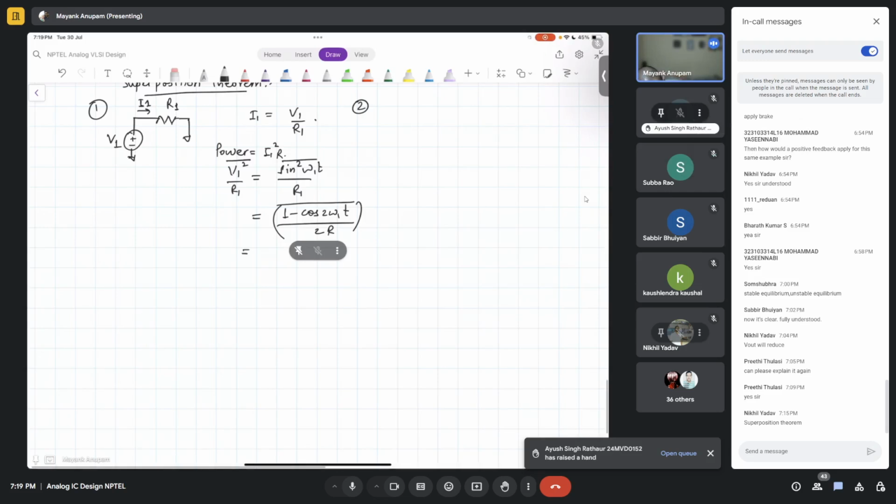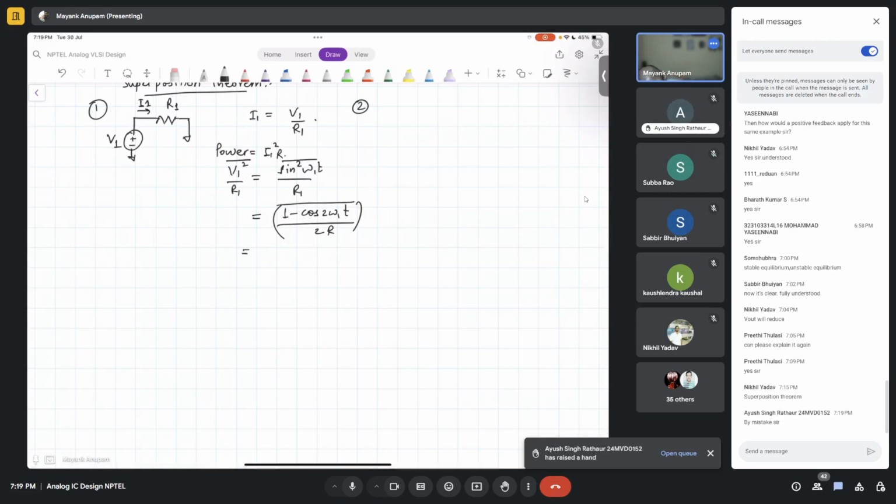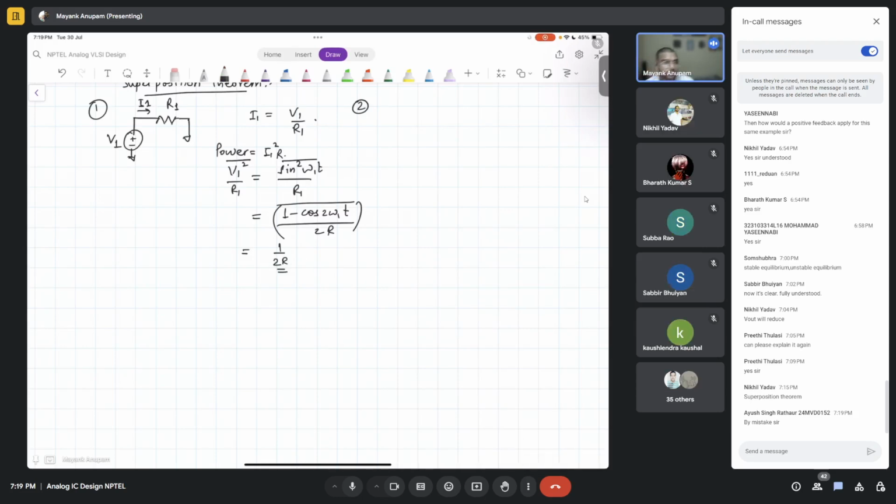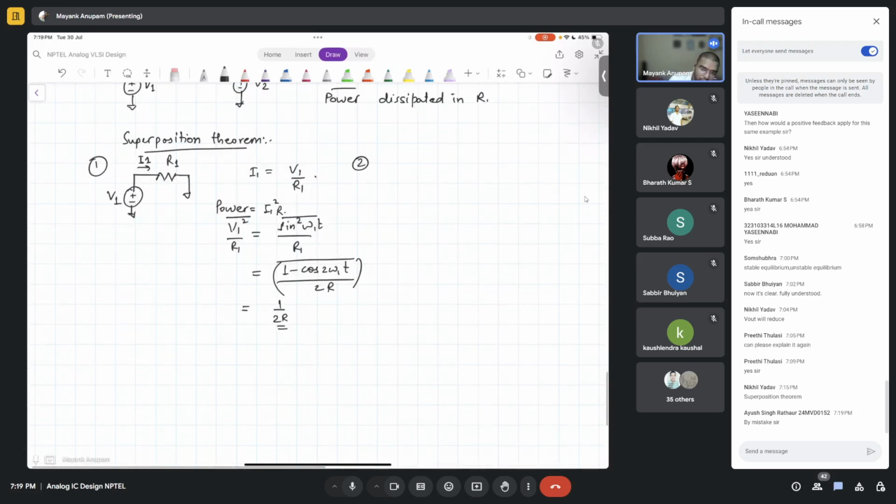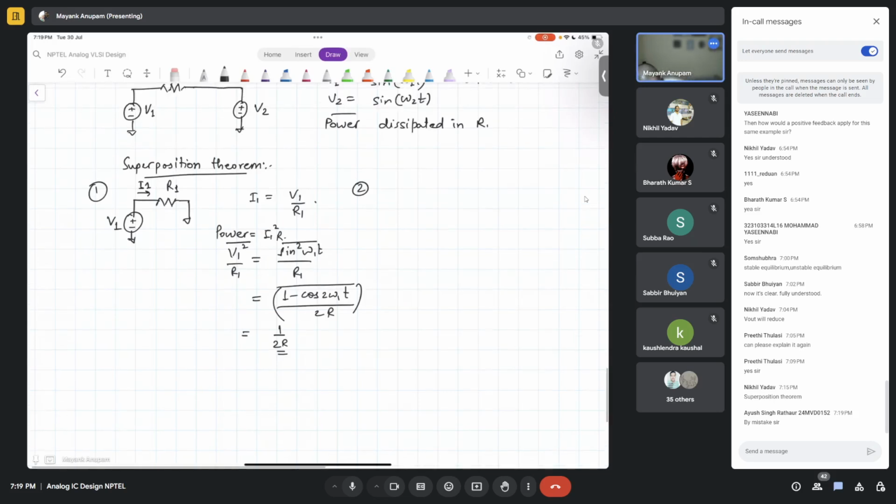So this is 1 over 2R, right? What is the average of this? Simply 1 over 2R, correct? Because the average of cos of 2 omega 1t will be 0, isn't it? The average of any sinusoid is 0, simple. So this is exactly the same as your RMS thing, 1 over 2 times divided by R. Fine. Now what is the second thing?